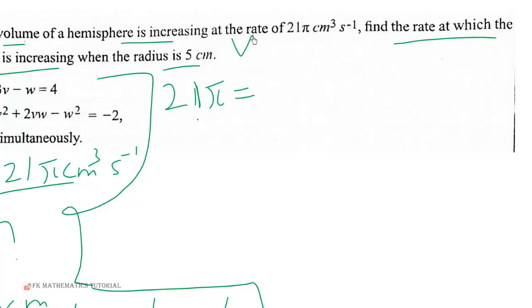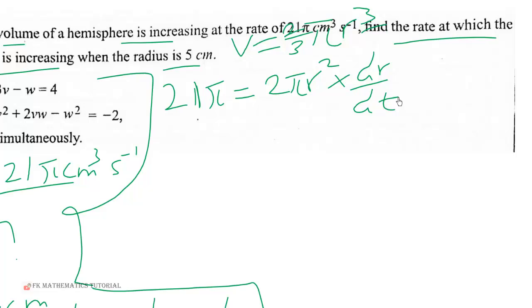We know that V, the volume of the hemisphere, is given by 2/3 πr³. So when we differentiate this, we'll get dV/dr equal to 2πr², because the 3 will come and multiply to cancel the denominator here. So we get 2πr² times dr/dt, what we are looking for.